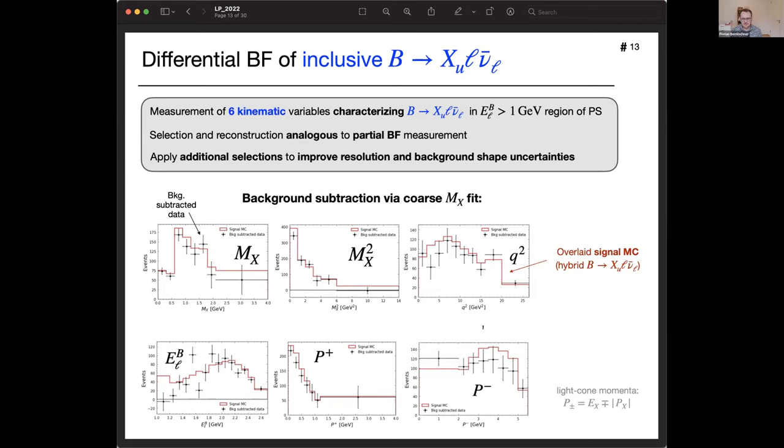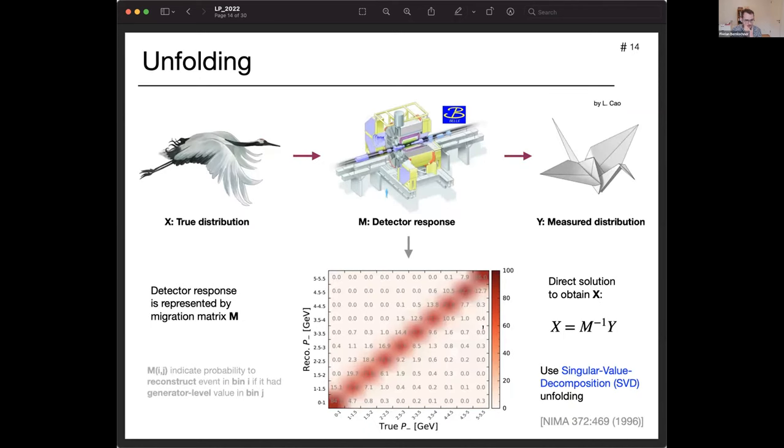And what you see here is already background subtracted, and the background subtraction is done via a fit in MX. And then this fixes the background, and then we subtract the background components. The measured distributions, though, are quite heavily affected by the reconstruction. So you can think of this like that a true distribution is mangled by the detector response. And so we have to undo this effect. This is done via so-called unfolding. And in the simplest version of doing this, you can just basically use the response matrix of the detector and invert it. We use a slightly smarter version here called singular value decomposition that also introduces some mild regularization.